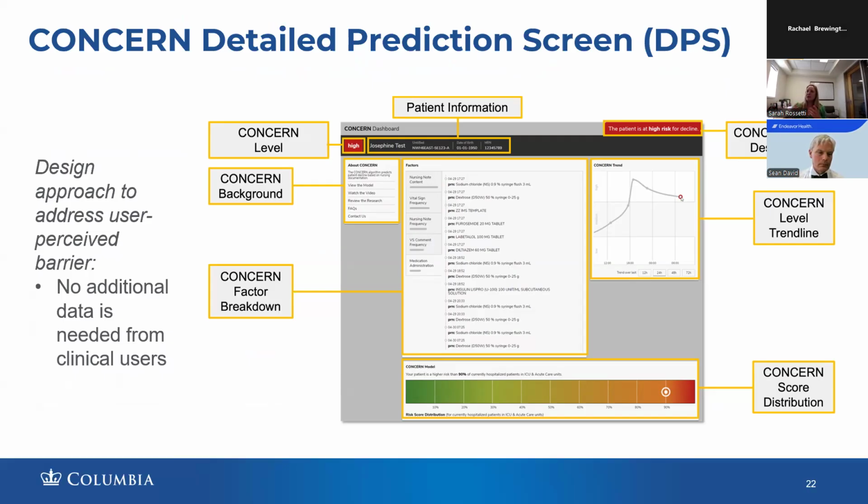And so this is the concern detailed prediction screen. You see, certainly, the patient information up at the top there, noting this is a high risk. You see up in the top left corner just information about our study. If they had any questions, certainly important to be able to contact us.